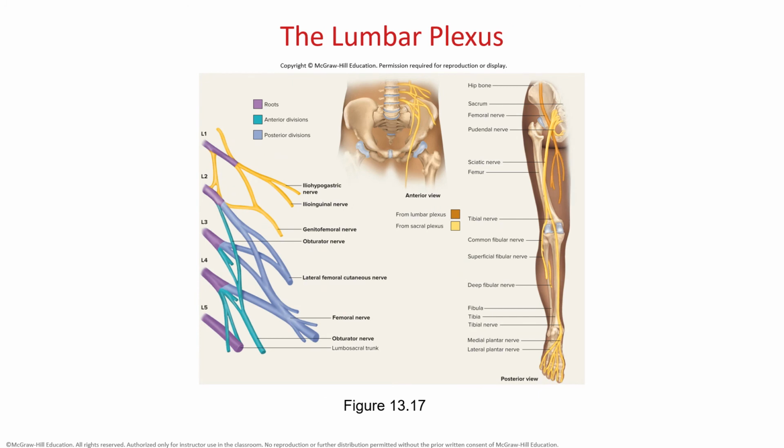Now here we have the lumbar plexus. So you can take a look here, L1, L2, L3, L4, and L5. So L1 through L5. And we have some important nerves coming off here. We have the femoral nerve, we have the obturator nerve, we have the ilioinguinal nerve. So make sure you understand that and are able to trace the nerves back to which plexus they actually come from.